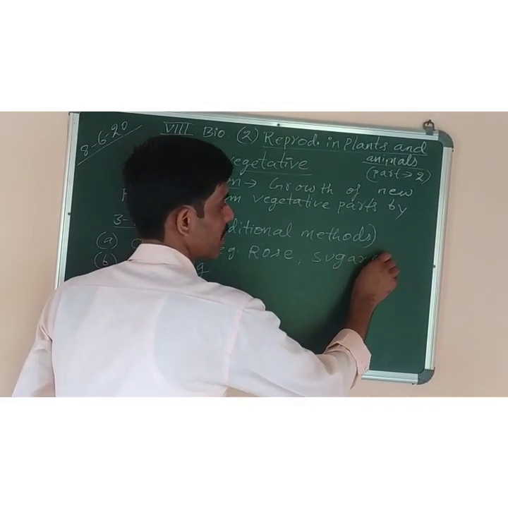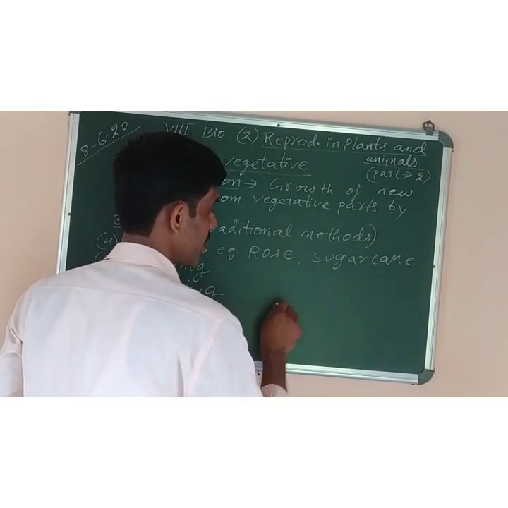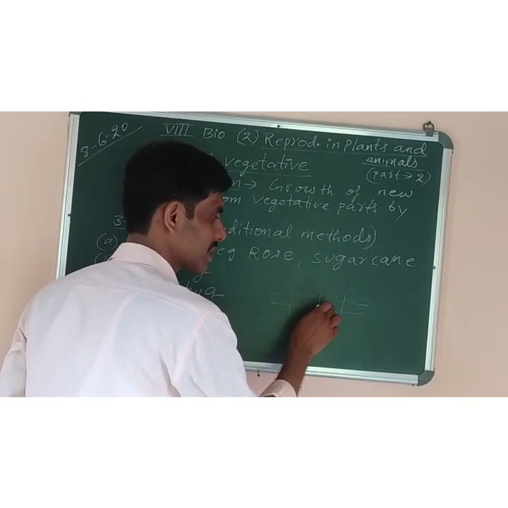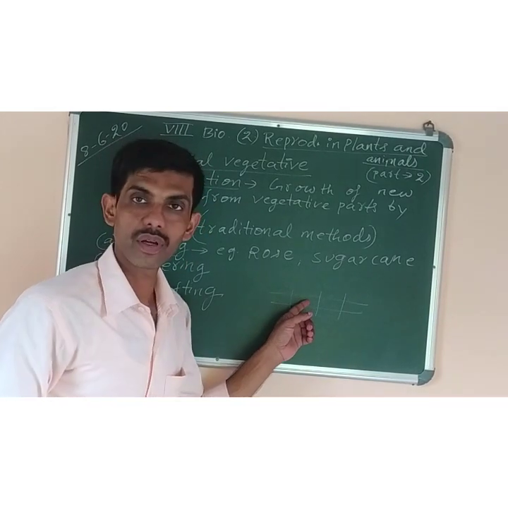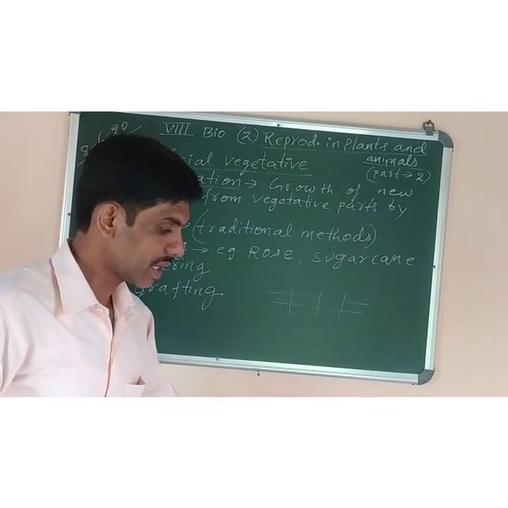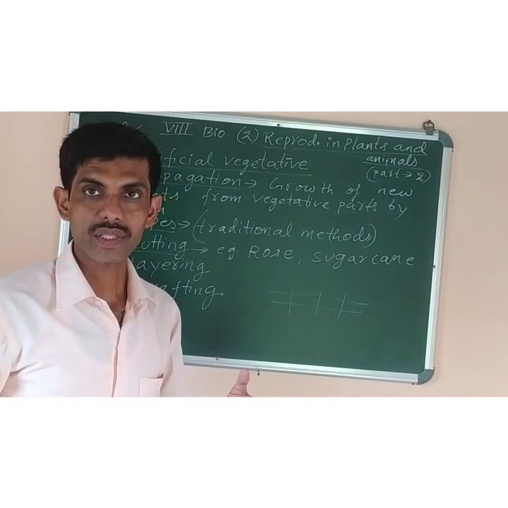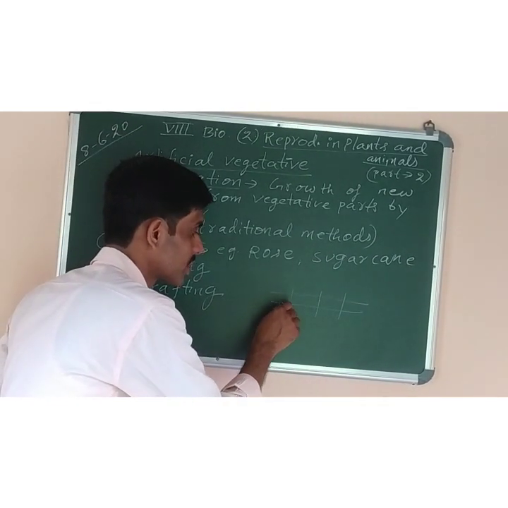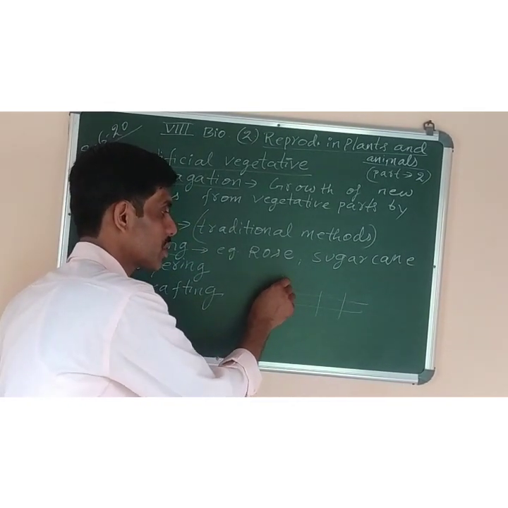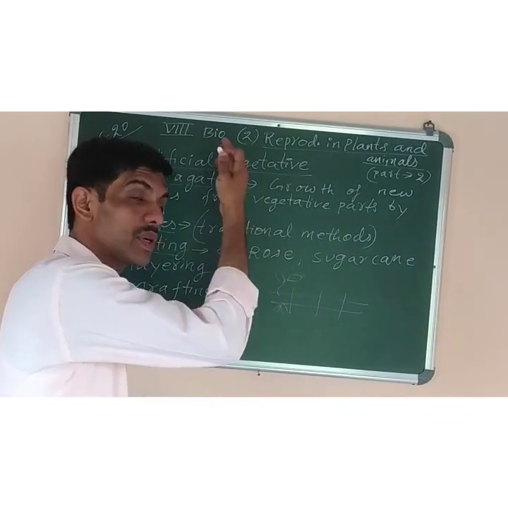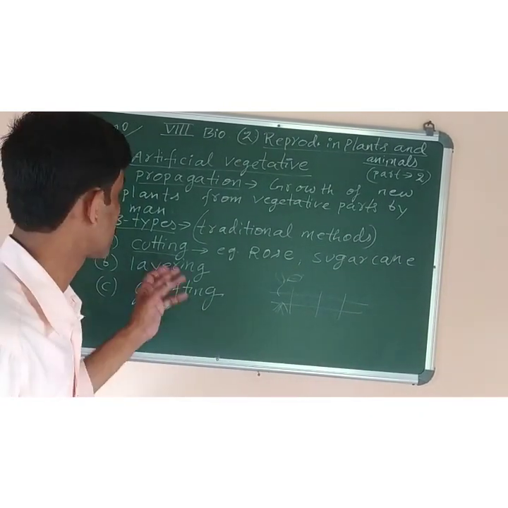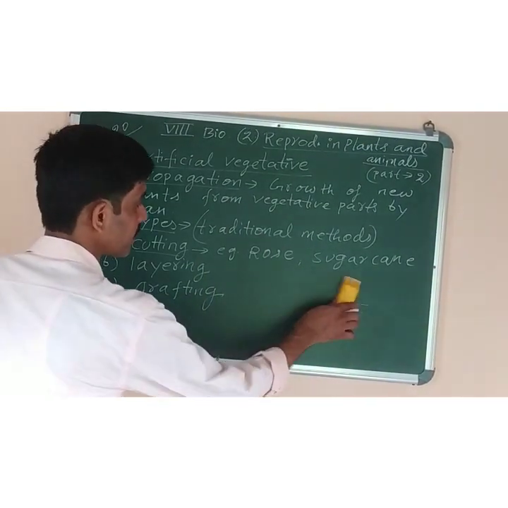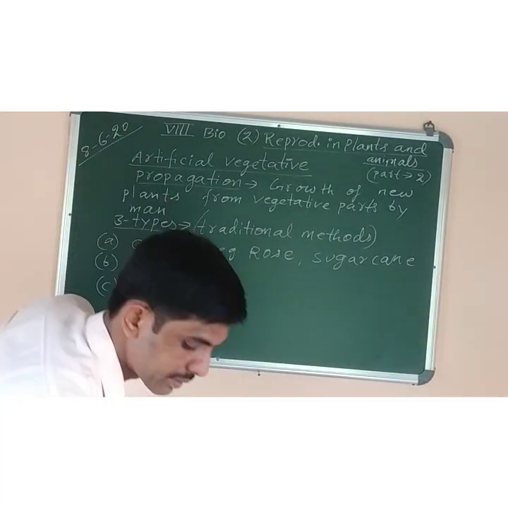In sugarcane what do we do? If we have to grow a new plant, we cut the sugarcane into many pieces and then each cut piece is grown in the soil. Once it comes in contact with the soil, it will develop roots. And then the stem will also grow along with the leaves and it will develop into a new plant. So that is called the cutting method. Is it clear now? Okay.